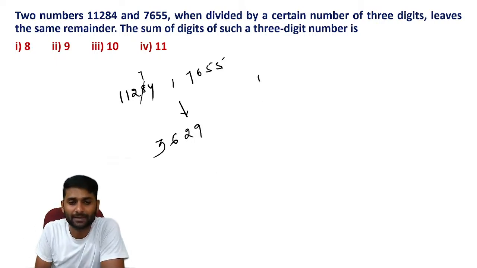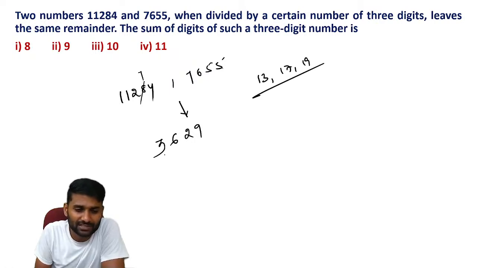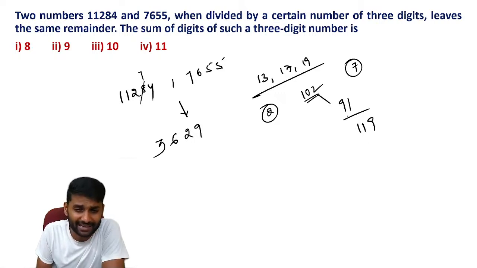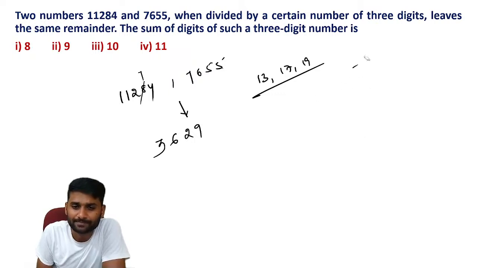Let's go through the prime numbers 13, 17, 19, guys. See, if you go through 13, 13 multiplied by 2 is exactly 26, and it is exactly 102. And 13 multiplied by 7 is 91. So 91 and 102 differ by exactly 11 units. So 119 you never get in the 13 table. That's why it is also not divisible by 13.